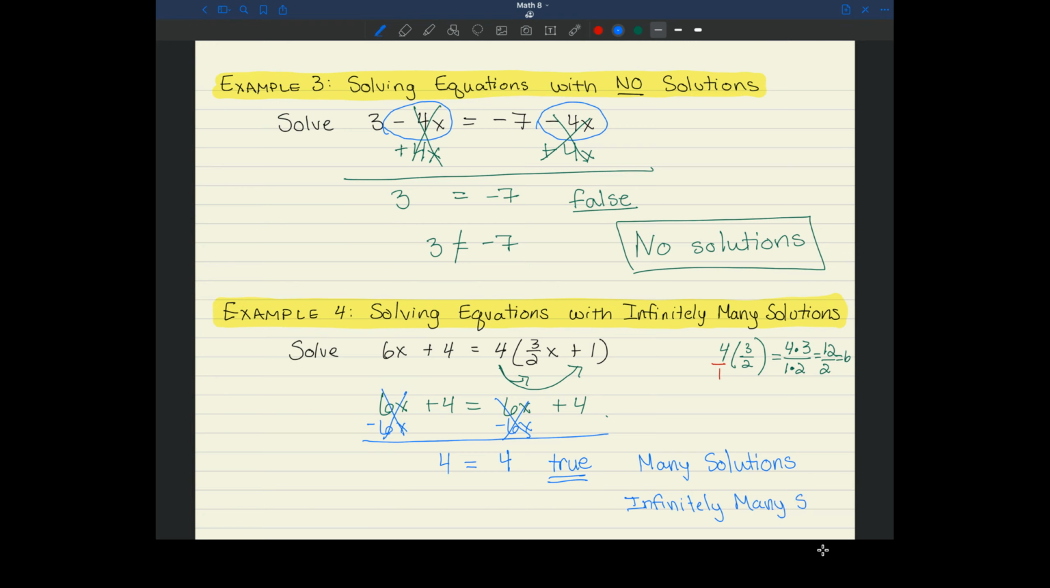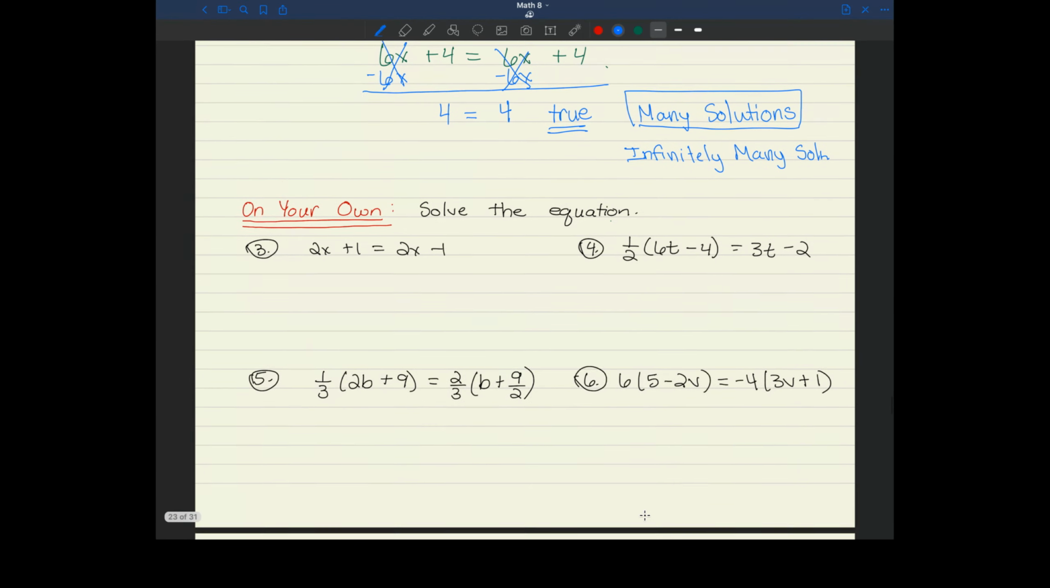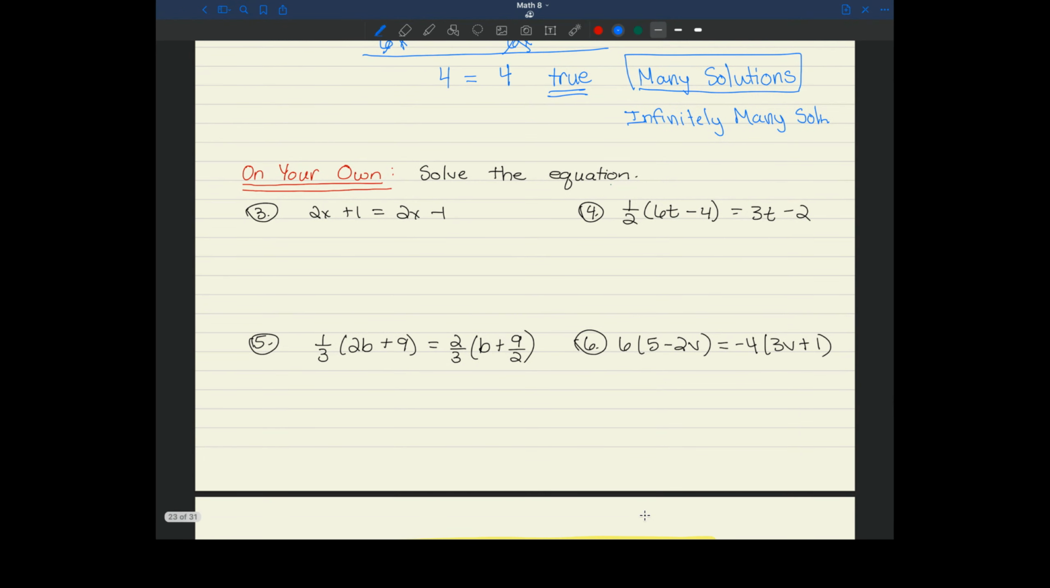And the abbreviation for solution is SOLN, is how I like to abbreviate it. There are many solutions. So there's a couple problems here for you to try on your own.